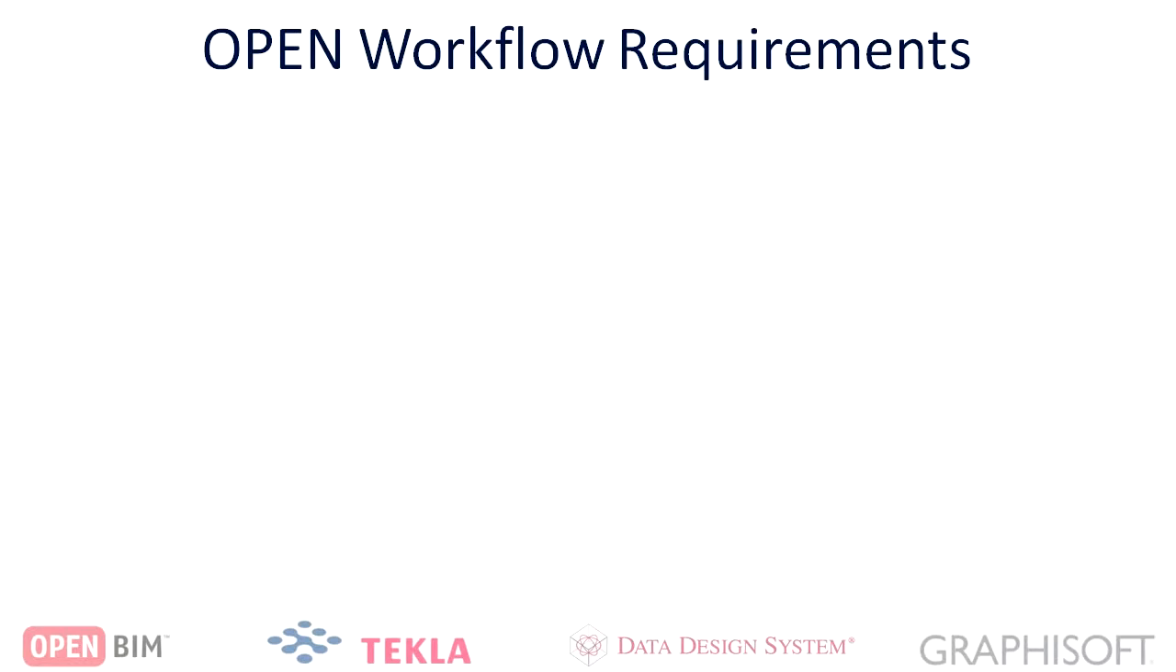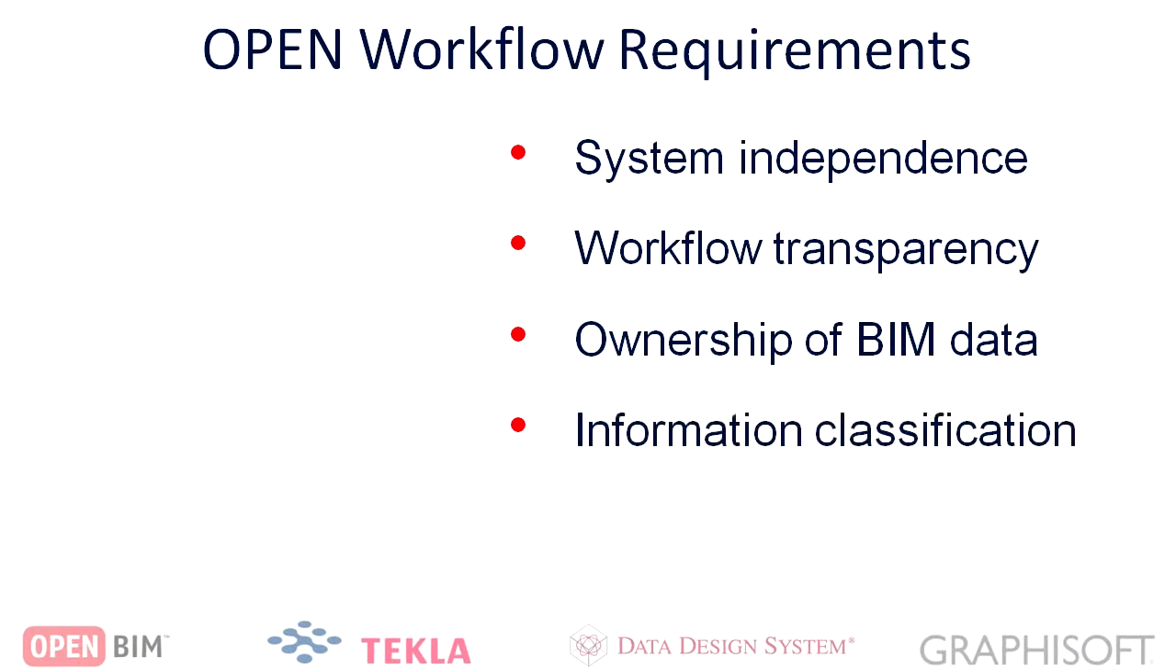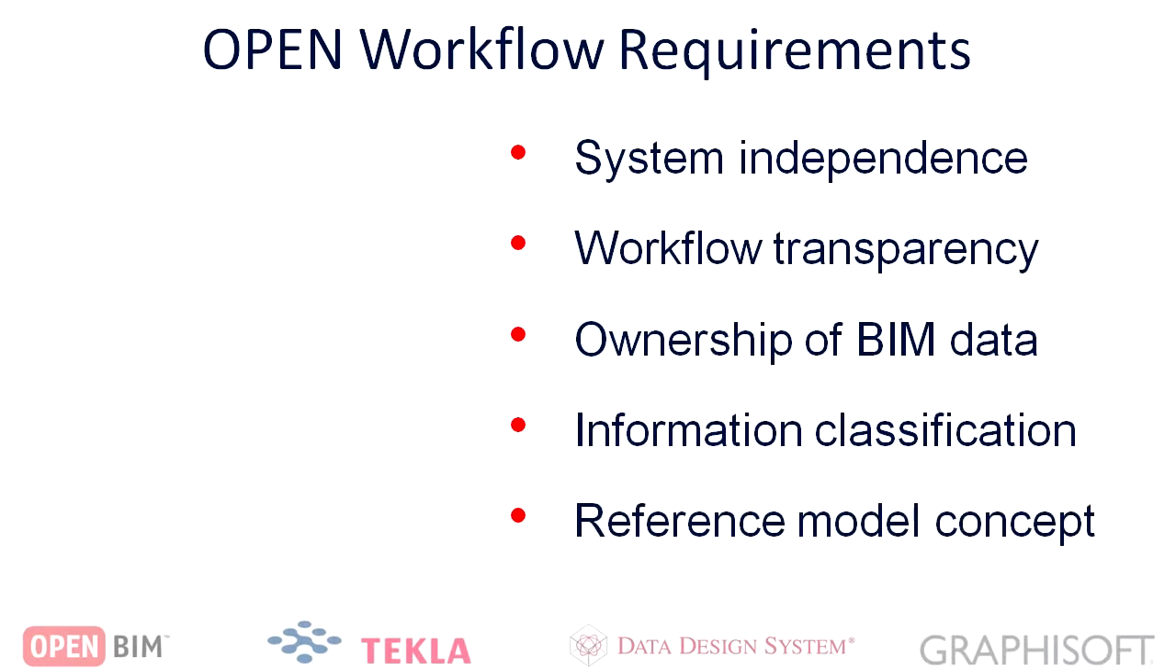Let's now summarize the 5 main requirements of the open workflow. System independence. The open collaboration workflow must work regardless of the actual software application being used. Workflow transparency. The collaboration workflow should be clear to all members, regardless if they were members of the project from the start or are just joining. Ownership of the BIM data. Just as in real life, different trades need to be able to take responsibility for their part of the BIM model. Information classification. It's necessary for the information to be provided in a way that is easily interpreted by the receiving party. Reference model concept needs to be applied to ensure the above requirements are easily being met.